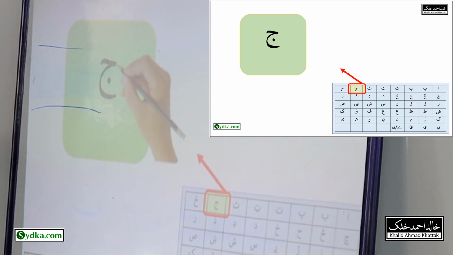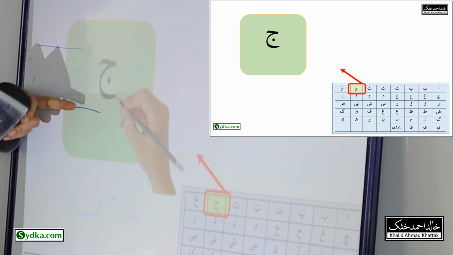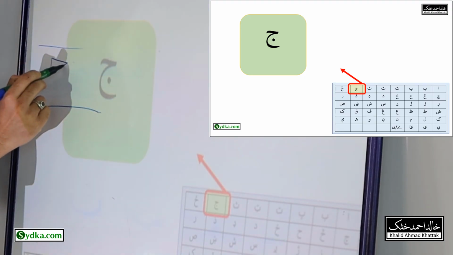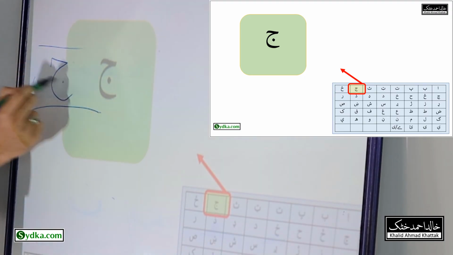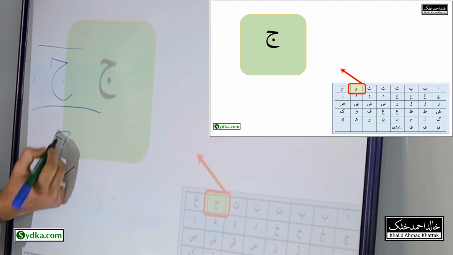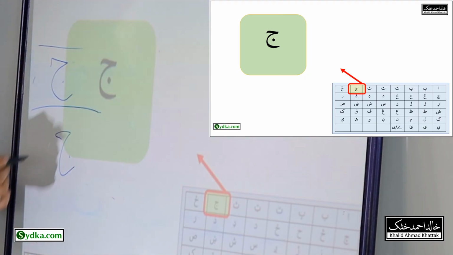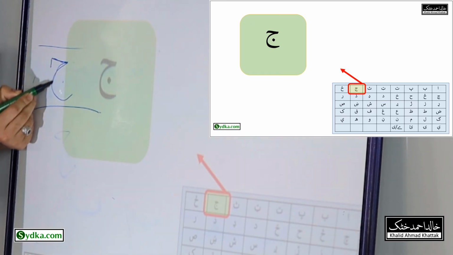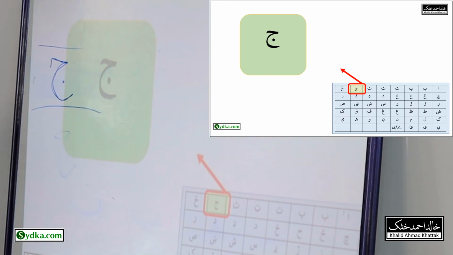Next one, Jim. You start from here. You start from here, go to the right, come back. That's it, that's the Jim. So you can't start it from here. If you start it from here, you will have a problem later on. If you write it like this, that's the wrong way of writing. The correct way of writing, you start from this point, go to the top, to the right, come back, make a circle, and dot. So that's how you write it. Yeah?